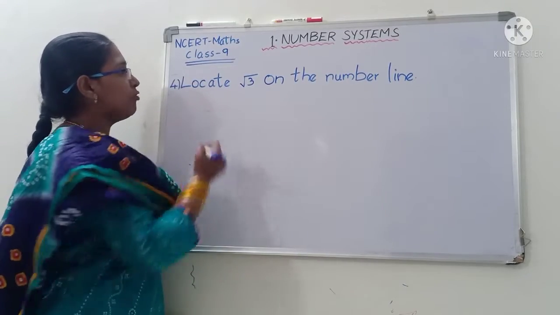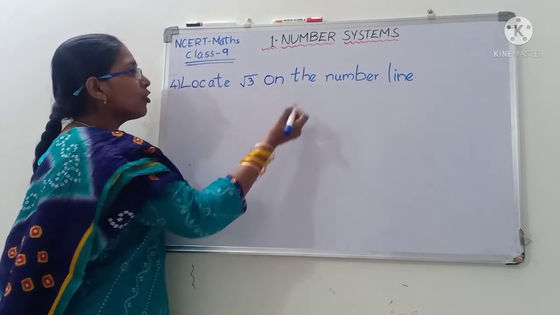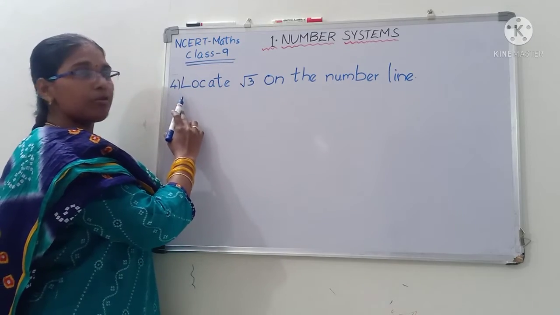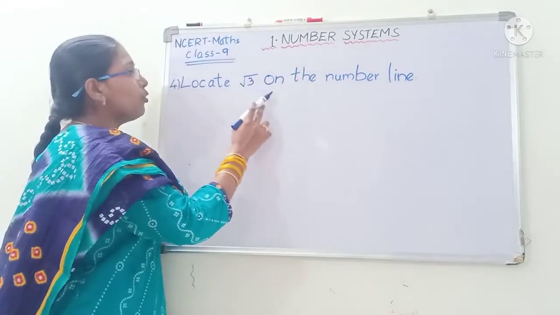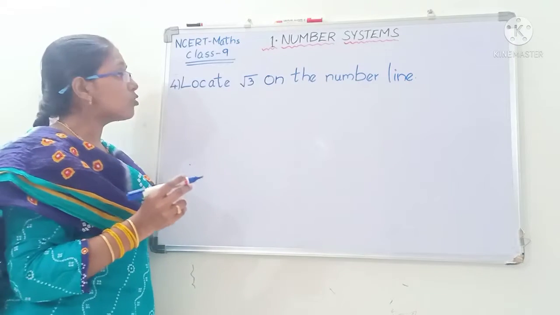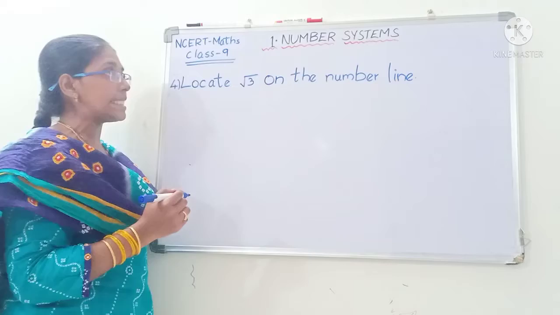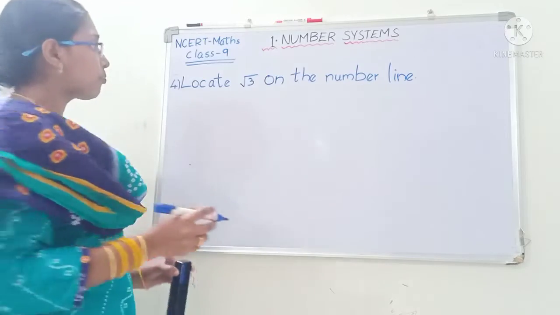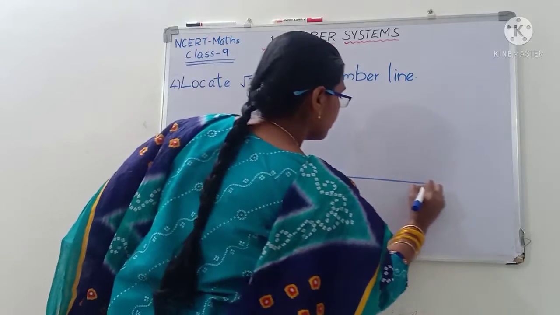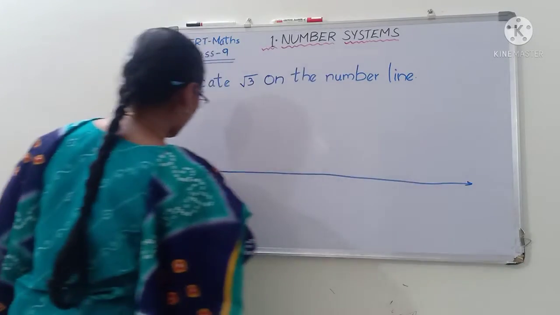Let's solve example 4, children. Locate root 3 on the number line. What is the question, children? Example 4. Locate root 3 on the number line. This problem can also be solved using Pythagoras theorem, children. So, first draw a number line, children. Draw a number line.